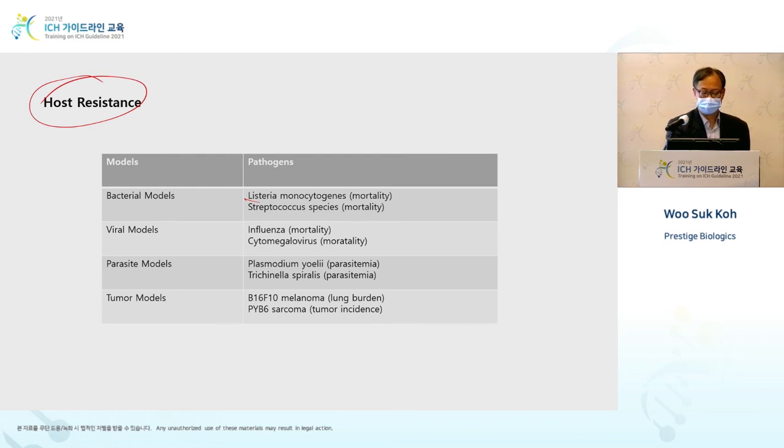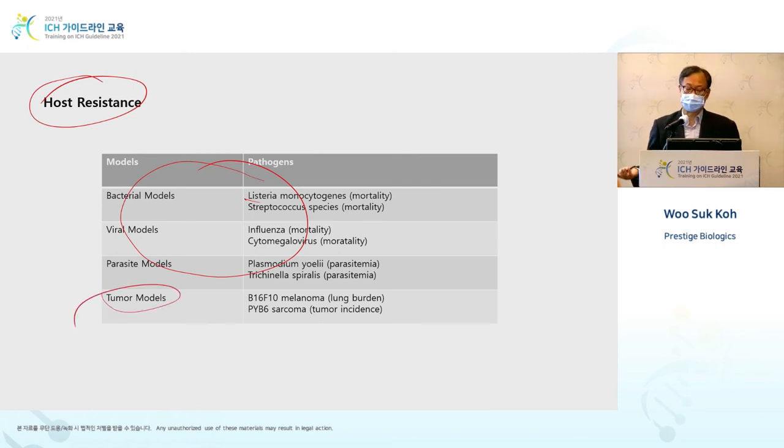So because of these issues, whether it is Listeria or a viral model, parasite models, these are good tools to see if it is good for the immune system or not, but these are not used quite a lot these days. And the thing is that the analyst can move around, so we need to think about the potential contamination issue too. But still, the tumor model is used quite well.